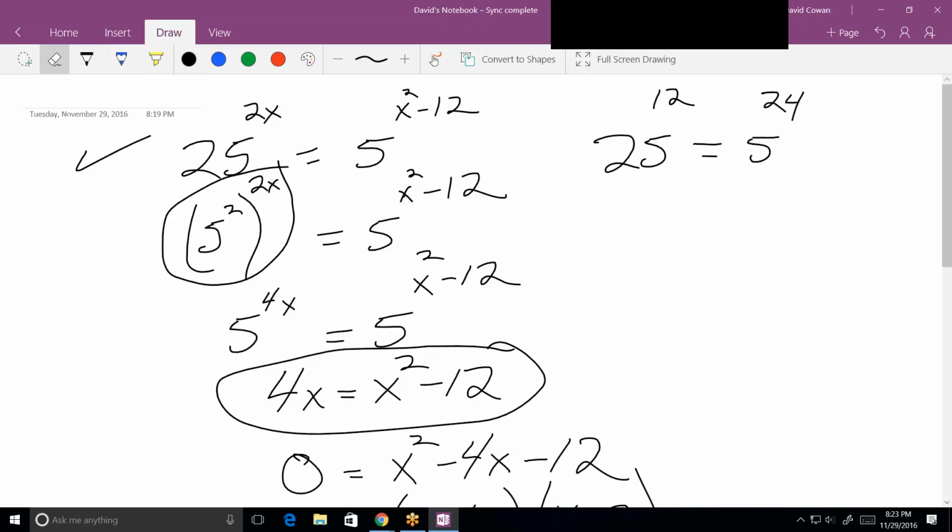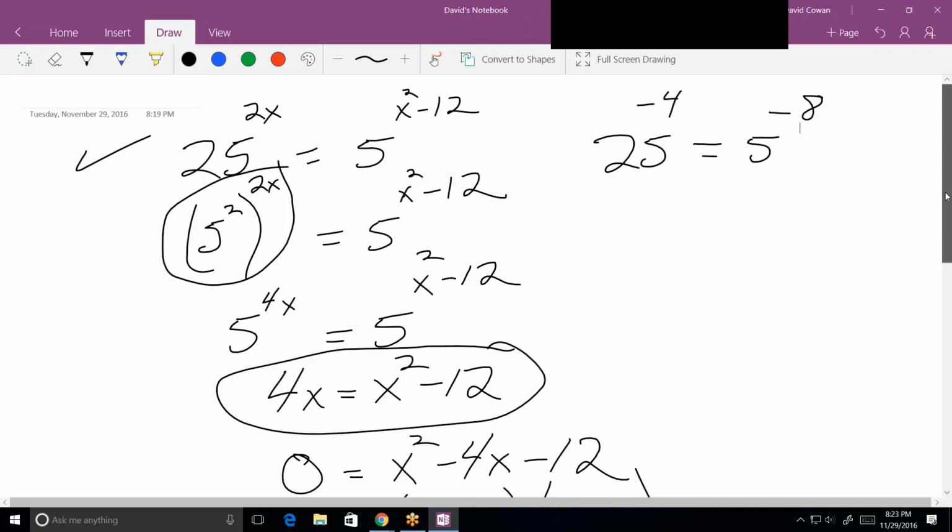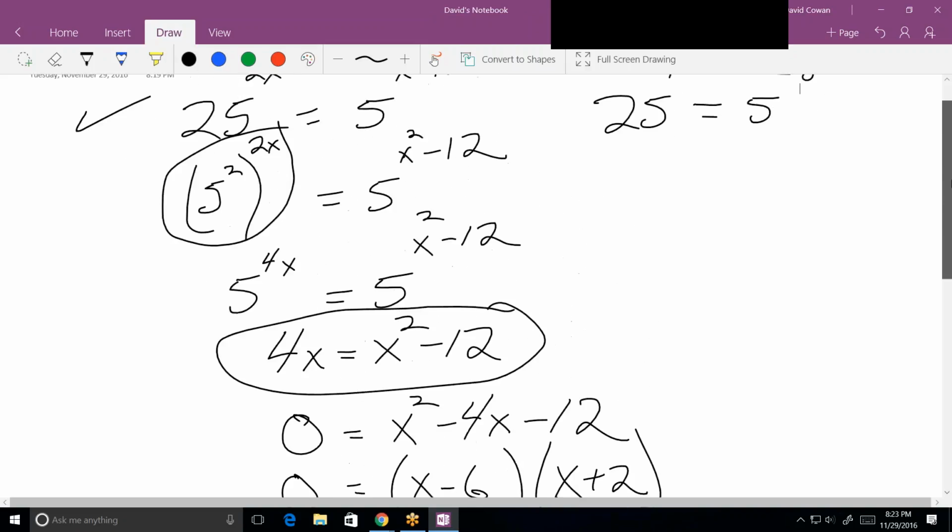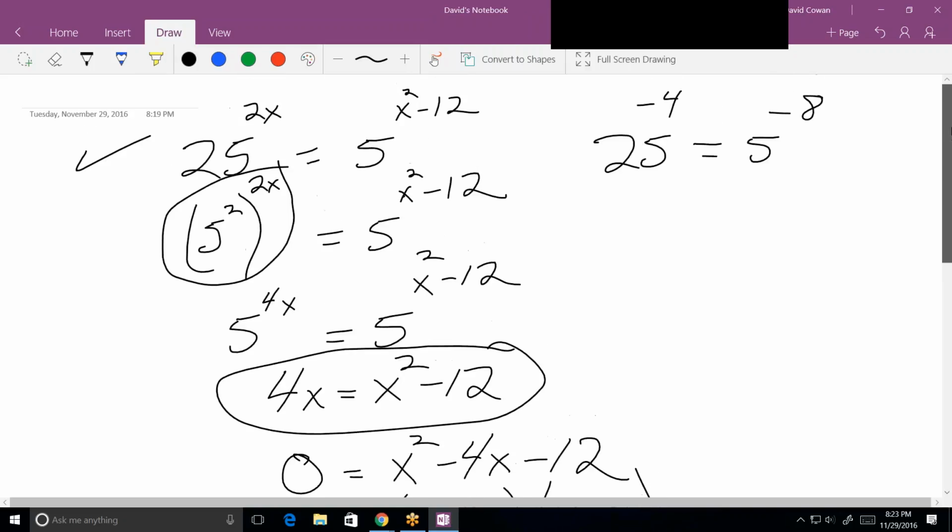Minus 2. That would mean that 25 to the minus 4 power would have to equal 5 to the minus 8 power. That's also accurate. But wouldn't it... How did you get negative 8? Because minus 2 squared is 4. 4 minus 12 is negative 8. Sorry, I plugged in negative 4 as the solution.